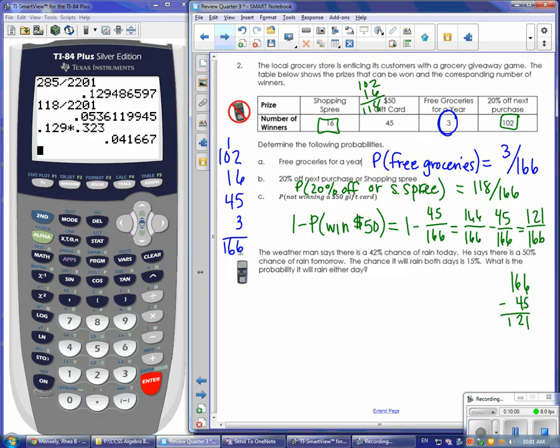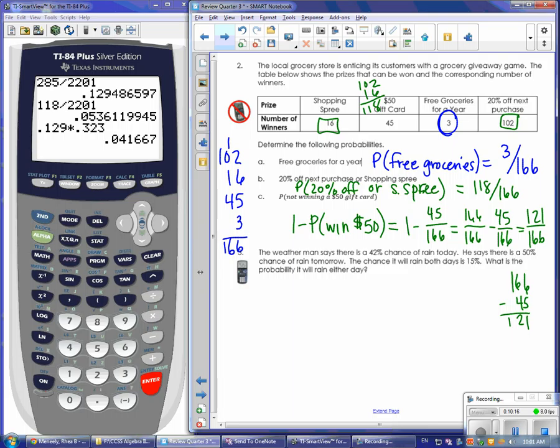Number 3 is calculator based, so you can use your calculator here. The weatherman says that there is a 42% chance of rain today. He says there's a 50% chance of rain tomorrow. The chance it will rain both days is 15%. What is the probability that it will rain either day?